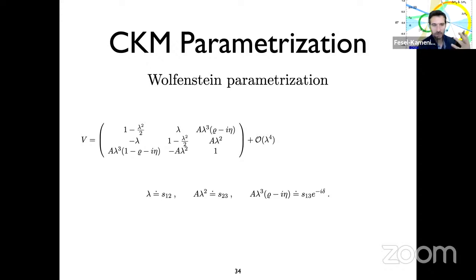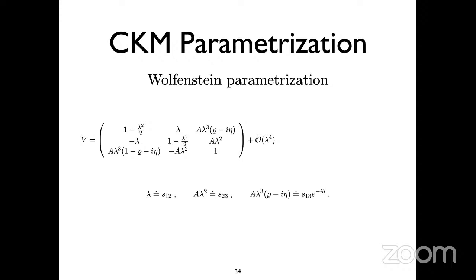Okay, so it's a combination of observing the measured values of some of the elements which are precisely measured, and then accommodating the observed hierarchy with an appropriate expansion. And once one defines the lambda, A, rho, and eta like it's done here, then it's completely general, and one can do this expansion to any given order in lambda. Okay, thanks a lot. Okay.